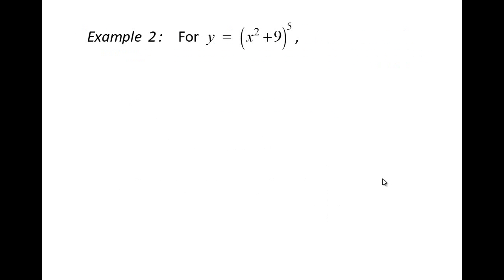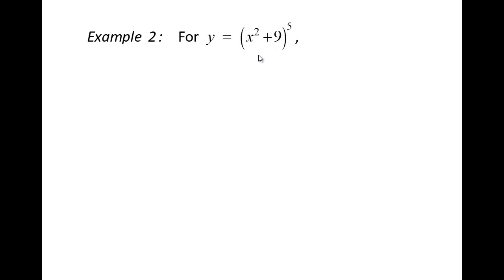Let's do an example and find the second derivative. So y is x squared plus 9 to the 5. And to find the second derivative, we need to find the first derivative. If you look at this function, this is a composition where the outside function is x to the power 5, and the inside function is x squared plus 9.